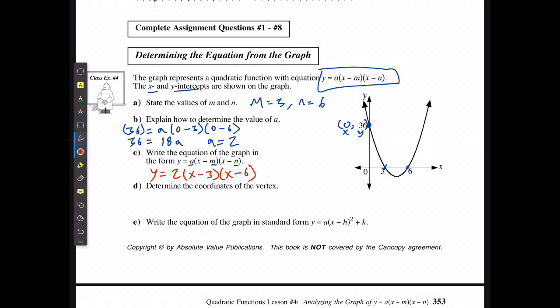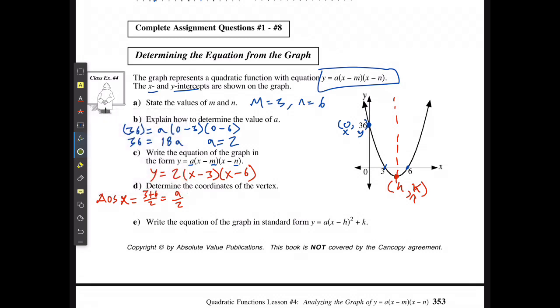If I'm determining the coordinates of the vertex, well, the h-value at the vertex is going to be the same as the axis of symmetry, which means that if I said that the axis of symmetry was equal to x is equal to 3 plus 6 divided by 2, or 9 over 2, then I can substitute that in for x and solve for what the y value or the k value would be.